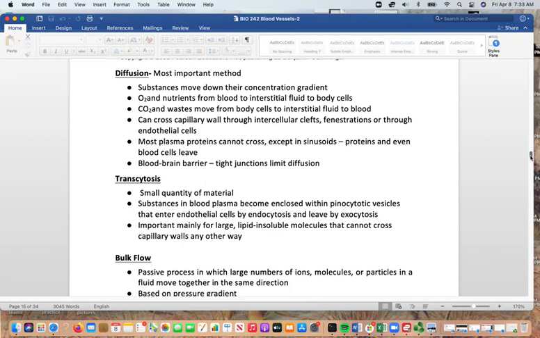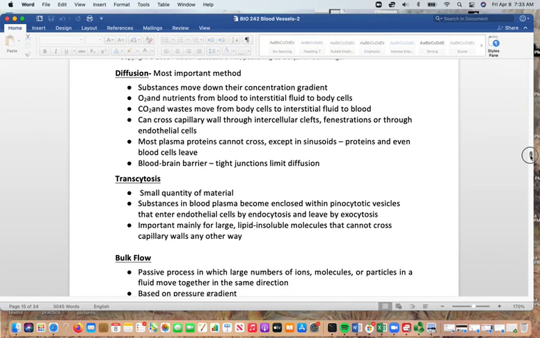Most of your plasma proteins are not going to cross except in the sinusoids. And then in the sinusoids, you can have both the proteins and even some of the blood cells leave. So this is important. This is what helps give the blood-brain barrier. You've got tight junctions because we really want to limit what goes from the bloodstream into the brain.